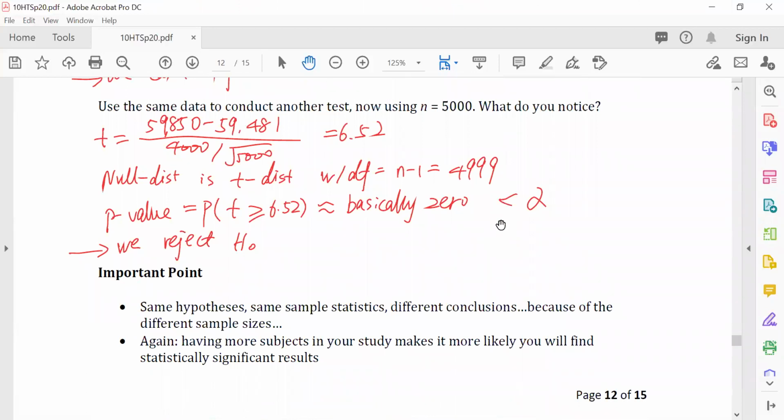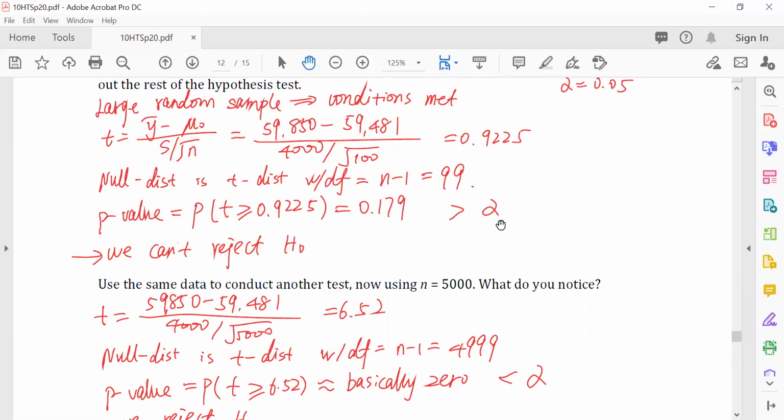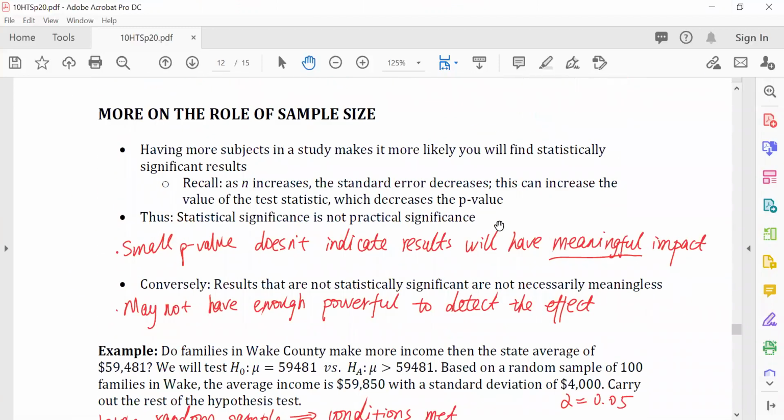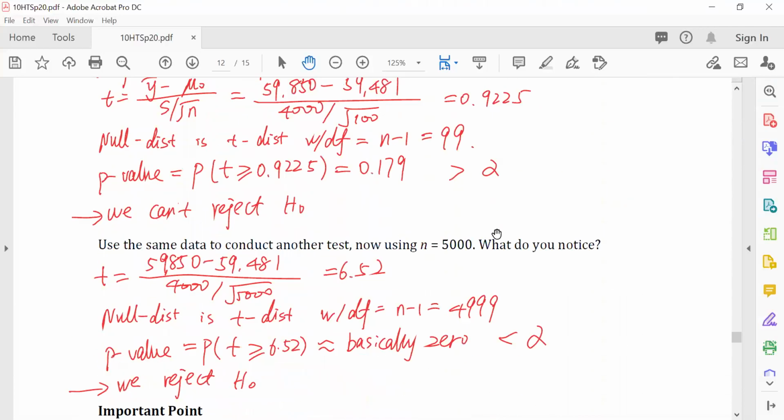So again, what I want to emphasize is that if you have a statistically significant result, that doesn't really imply that it is practically significant. Conversely, if your results are not statistically significant, that doesn't necessarily mean the result is meaningless. You shouldn't stop exploring it.